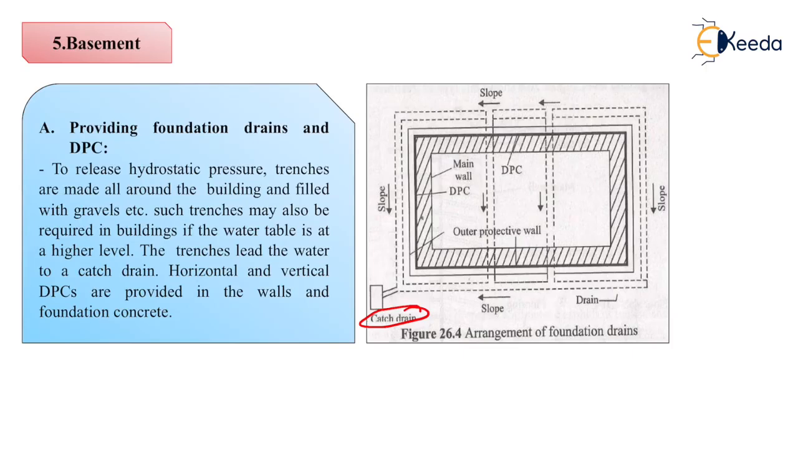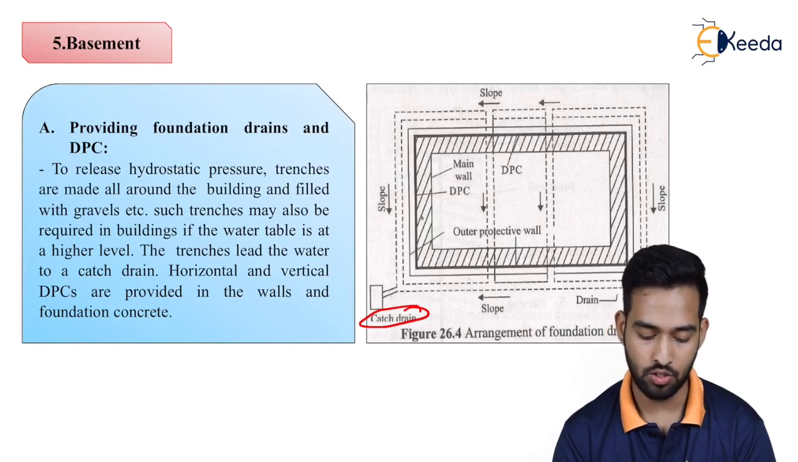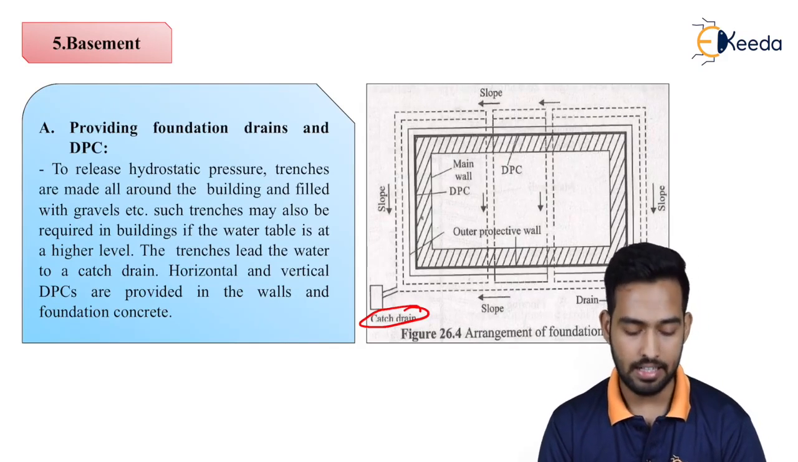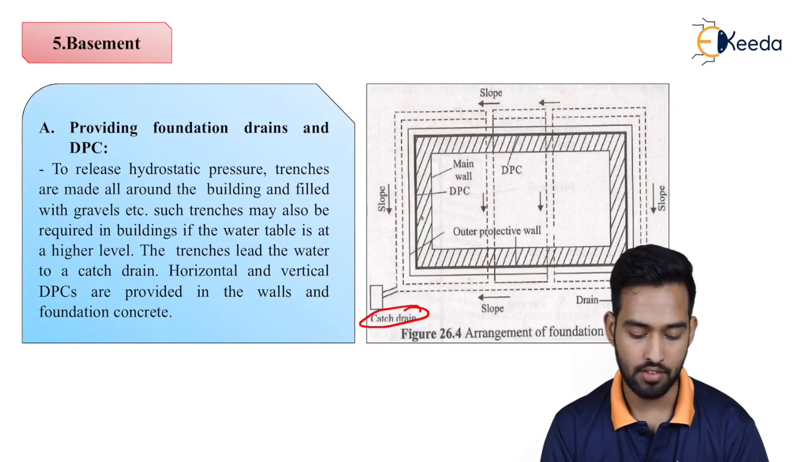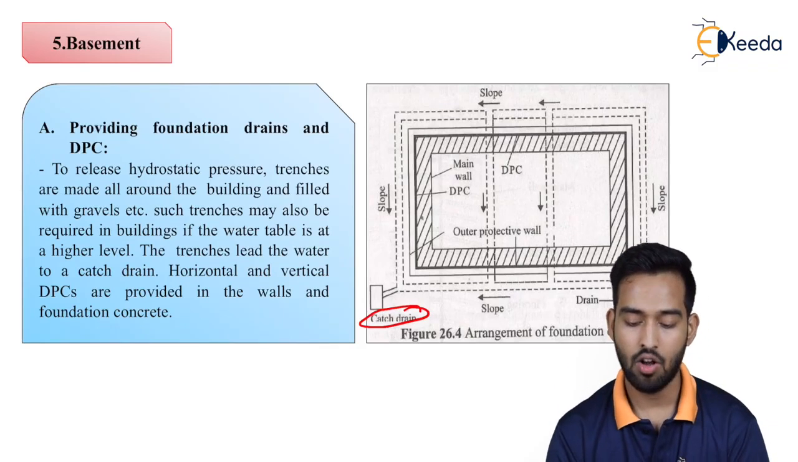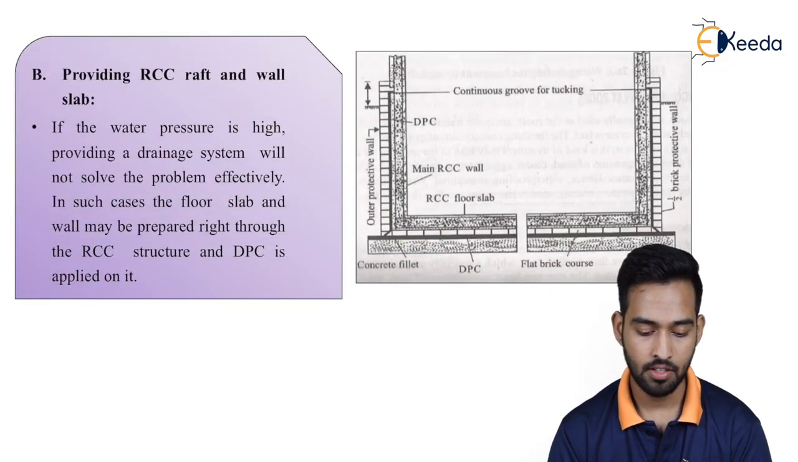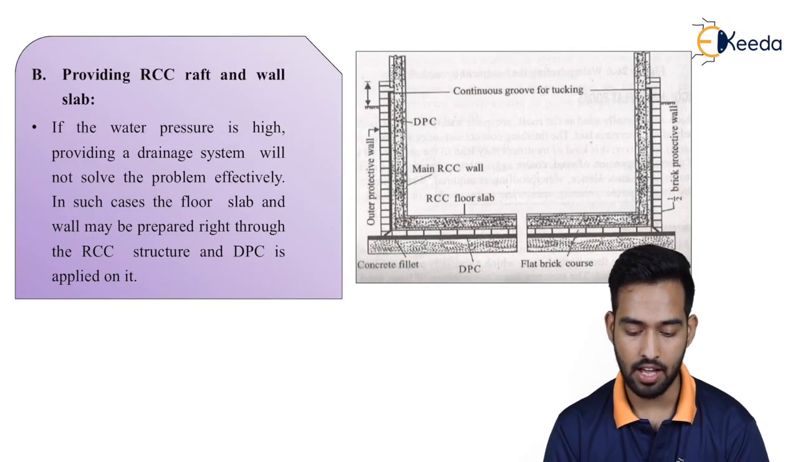To release hydrostatic pressure, trenches are made all around the building and filled with gravel, etc. Such trenches may also be required in buildings if the water table is at a higher level. The trenches lead the water to a catch drain as shown in the figure. Horizontal and vertical DPCs are provided in the walls and foundation concrete. So both horizontal as well as vertical DPCs we have to provide around the walls in a foundation or the basement.